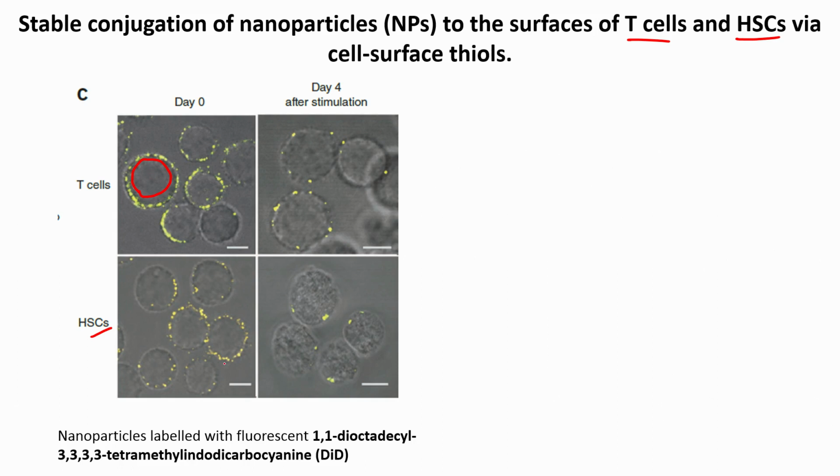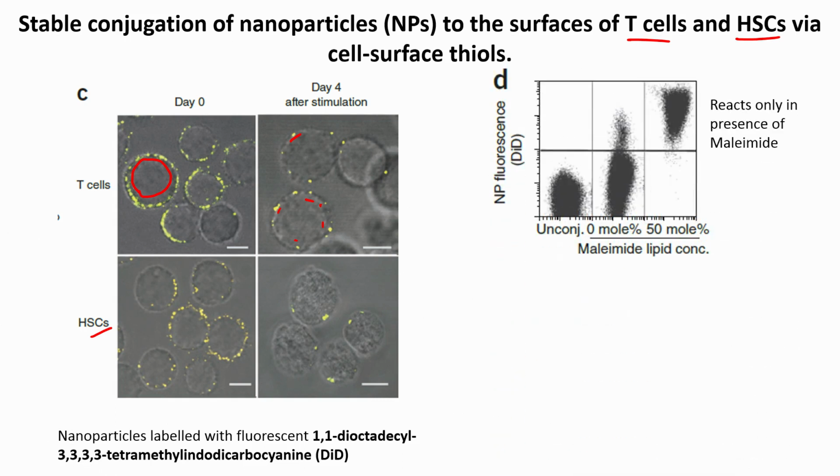And even after several divisions, even though the amount has reduced, there is still quite a bit of particles present on the surface. So, they got fairly stable conjugation of these nanoparticles onto the surface of the T cells and the stem cells. And this is further proof of that.